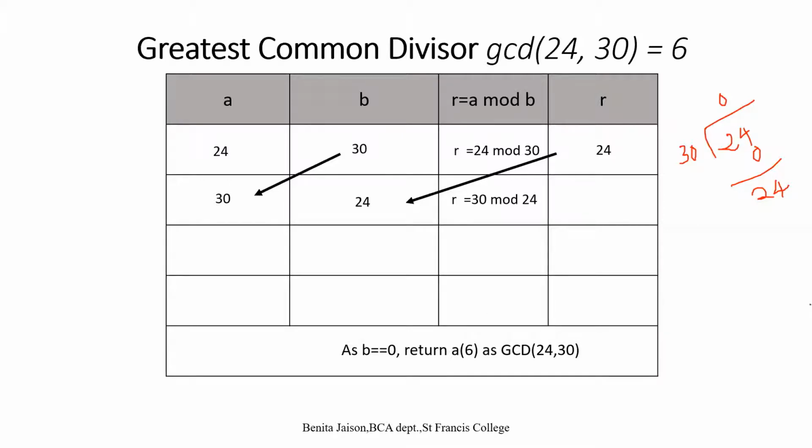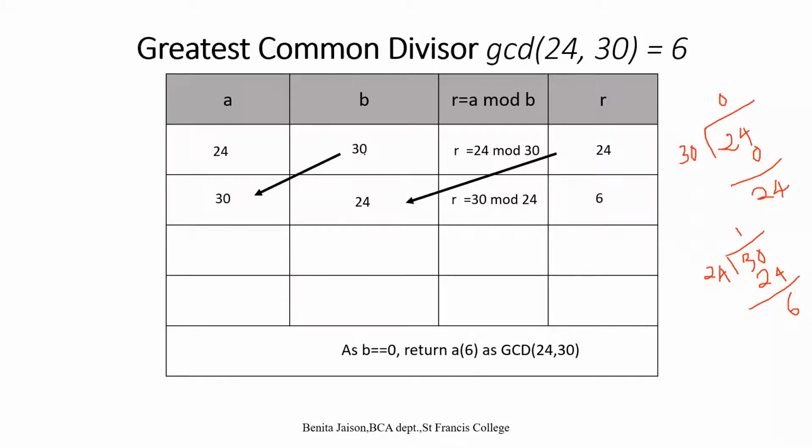So again, we have to find 30. In the last step, we were finding 24 divided by 30. Here we are going to find 30 divided by 24. So how many times will 24 go in 30? One time, right? So we'll be writing 24. And what is the remainder? The remainder is 6. Understood? So now we wrote the remainder as 6.